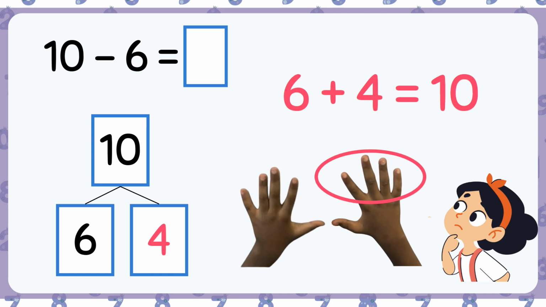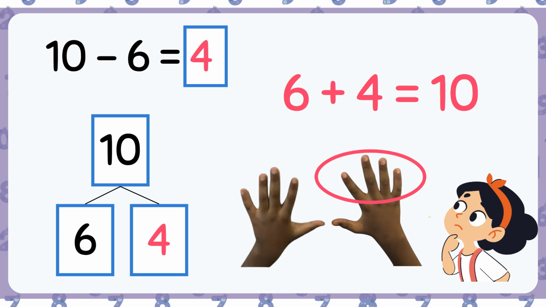Okay, do you see where we're headed with this? So if 6 and 4 are the parts of 10, then when I go back up here to my number sentence that has subtraction, 10 minus 6 equals, well, what does it have to equal? It has to equal the other part, right? Which is 4.